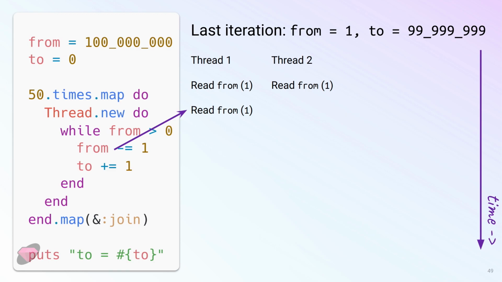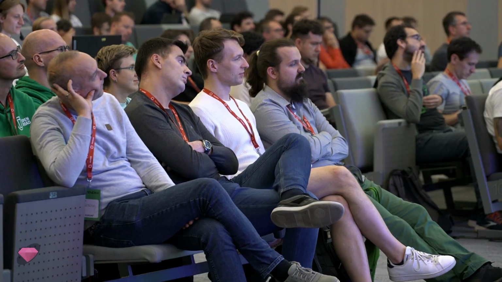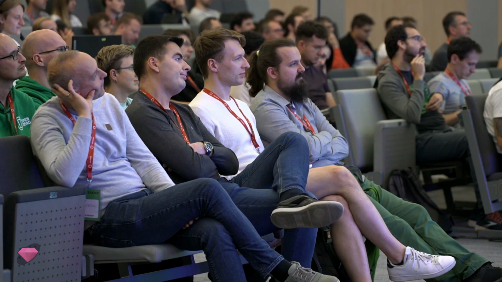It's still 1, and it switches to thread 2, and what will thread 2 read? Well, the same thing. It's still 1. So now thread 1 will write 0, so it will decrement, take 1 from what it read and write it back. And what does thread 2 do? Well, thread 2 read 1 as well, so it decrements 1 from it and writes 0.